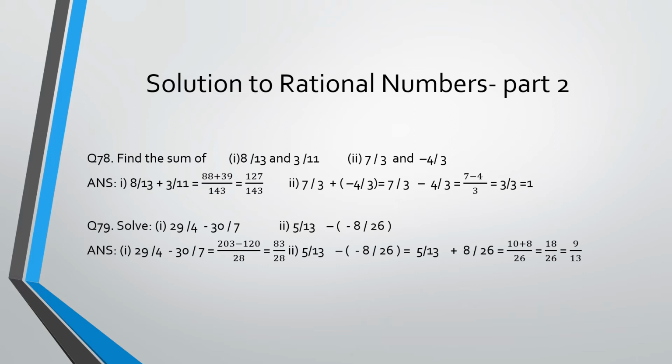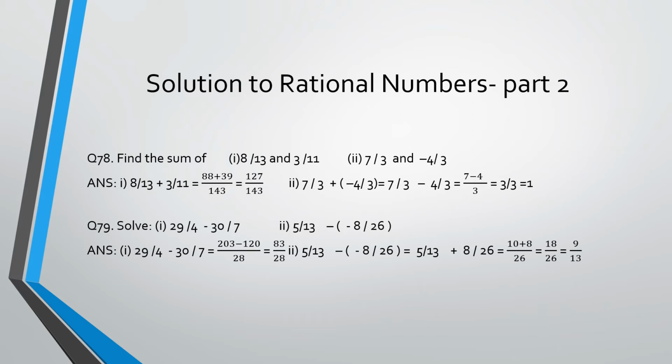Part 2. 7 by 3 plus -4 by 3. Now you see this -4 by 3, it's within a bracket, and when we remove the bracket, it's 7 by 3 minus 4 by 3. So it's a normal subtraction sum as we do it in fractions. So the final answer is 3 by 3, which is equal to 1.